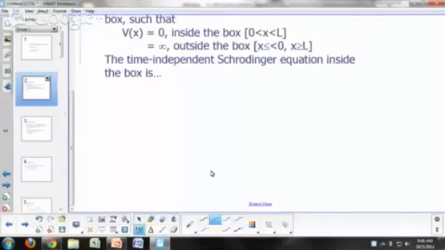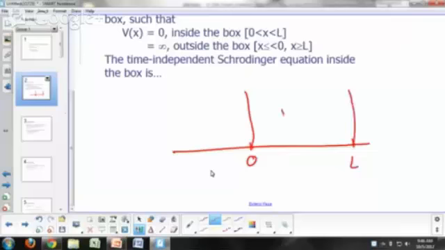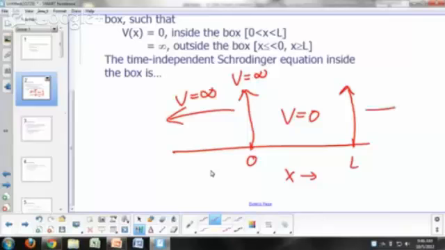All right, so if you have your box right here, between x equals 0 and x equals L, your particle is going to be within that. So potential energy is 0 there. Once you get to x equals 0, this is your x-axis, your potential energy goes to infinity. So beyond this one, potential energy is infinity, and beyond x equals L, your potential energy is also going to be infinity. Okay?